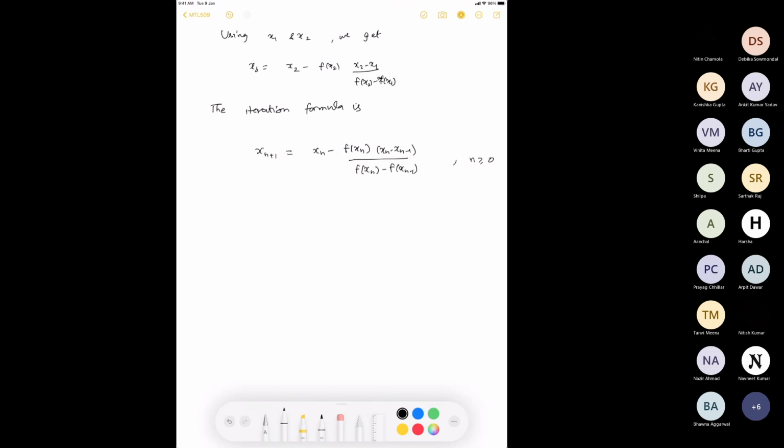If you have any questions, you can ask now. n greater than or equal to 0, ma'am, and we take n equal to 0 and x minus 1. Sorry, so it should be 1. Thank you. Okay, so we stop here. If you have any questions, you can ask now.